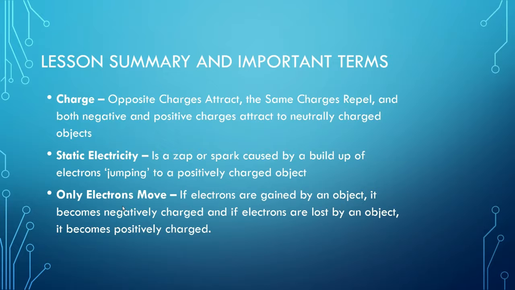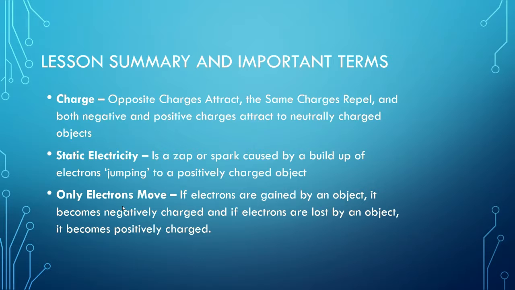So static electricity, which is the zap or the spark, is caused by a buildup of electrons which jump to a positively charged object. That stream of electrons, the zap or the spark, that's what it is. It's electrons. It's not protons or neutrons moving. It's only the electrons moving because they're so loosely held and they're on the outside of the atom. They're more loosely held than the nucleus, which has the protons and neutrons. So yeah, only electrons move.